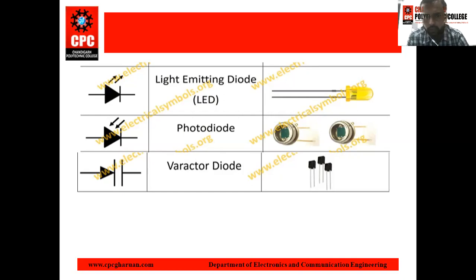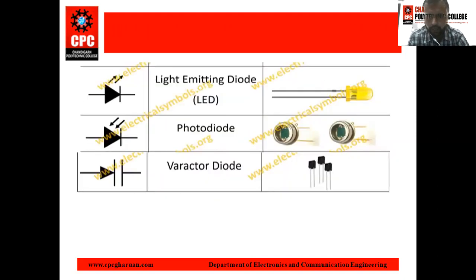Next is the photodiode. Photodiode is required in the part of your optical receivers. The function of the photodiode is that when light is applied on the photodiode, current can pass through it. It works in reverse bias, and the current flow depends upon the quantity of light.